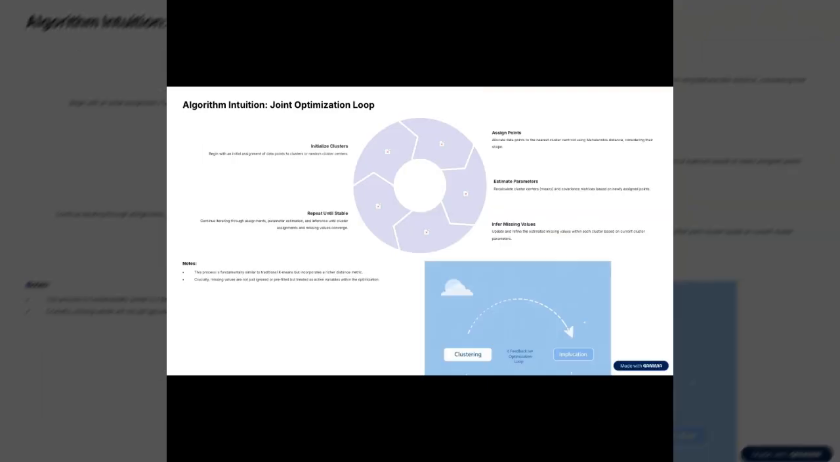So, what does the algorithm look like? The loop looks a lot like k-means. You start with an initialization, then assign points using Mahalanobis distance, then update the cluster centers and covariance matrices. At each iteration, you infer the missing values for each point based on the cluster parameters. We then repeat until the assignments don't change anymore. So it's not much more complex to understand. You're just optimizing missing values alongside labels.